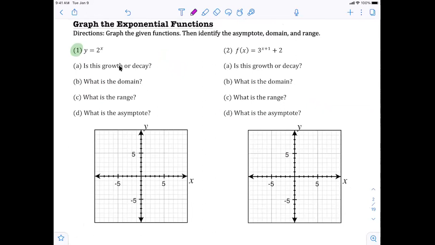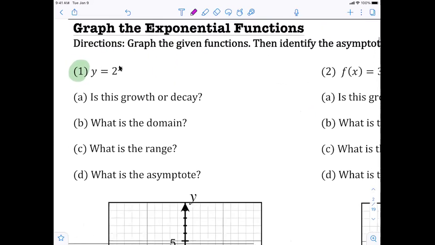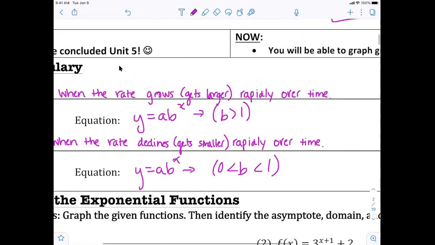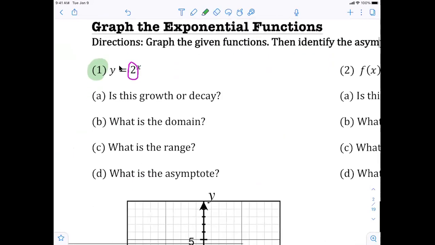So let's start off simple. We're going to start off with this guy right here, example number 1. And the first question we're going to answer is: is it growth or decay? The simple answer to that is whatever number is being raised to the variable. All we're going to look at is that number: is it greater than 1, or is it in between 0 and 1? And ours is clearly greater than 1. So we are working with a growth function because b is greater than 1.